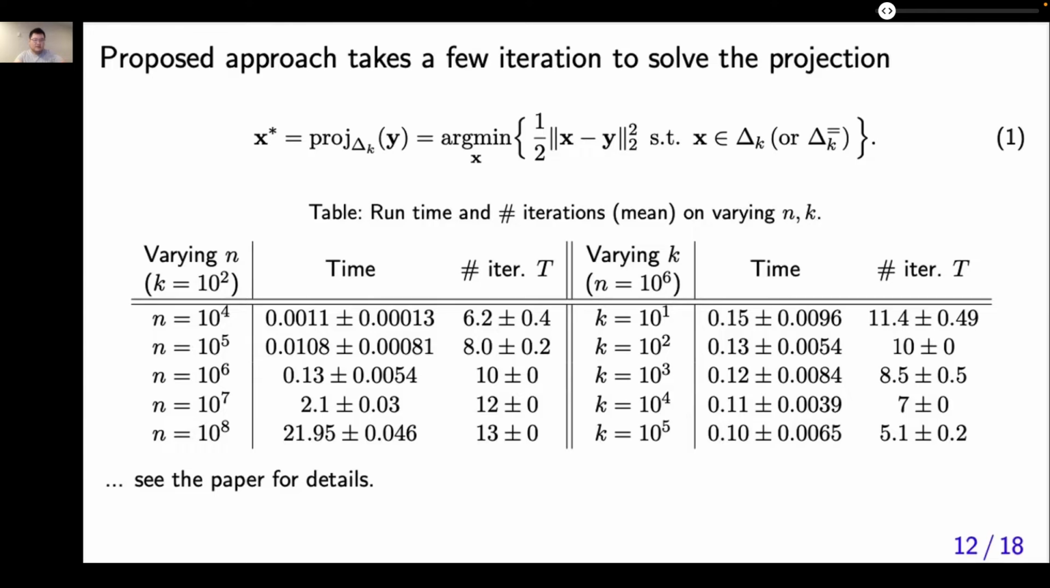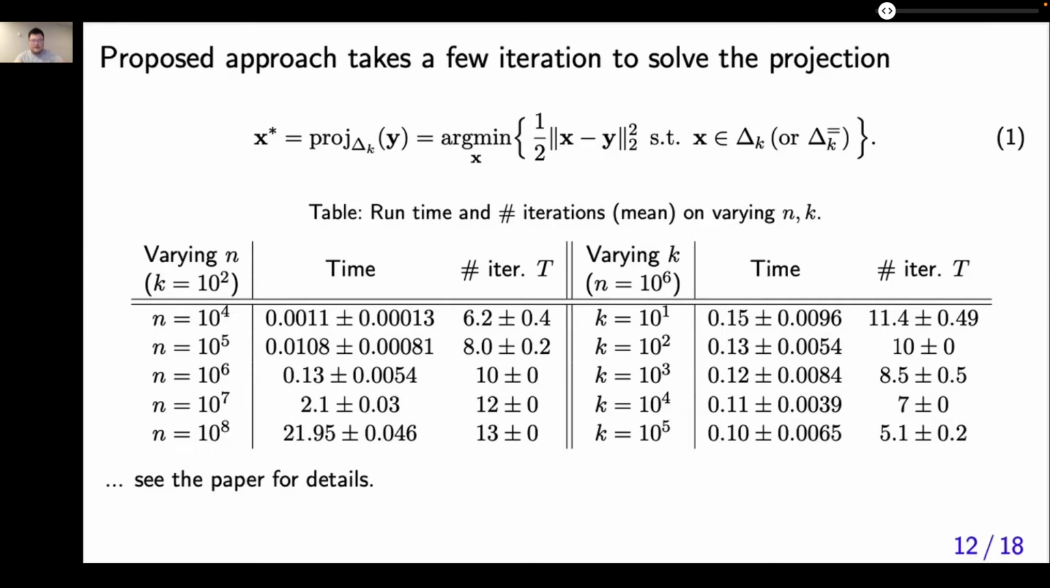And this table shows the proposed method only takes a few iterations to solve the projection. For example, for the right columns, the setting is that we have a vector y with 10 to the power 6 number of entries. And then we fix this n and vary the k in the Capped Simplex parameter. So we vary all the k, and you can see that it takes less than 1 second to solve the problem to some numerical precision.